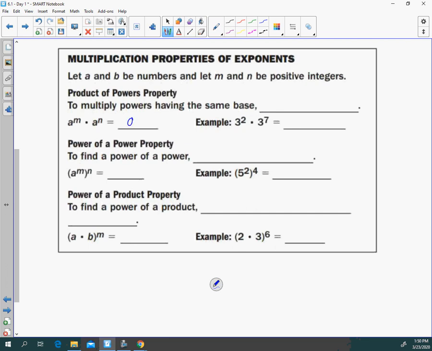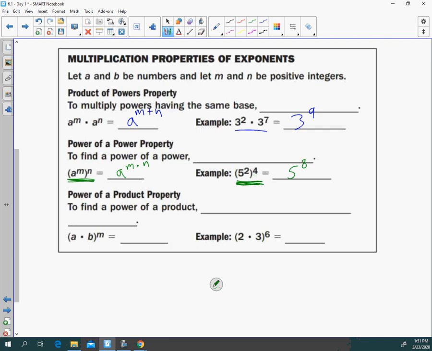But anyways, if you multiply powers, you're going to end up adding the exponents. So it's going to be m plus n. For this example, 3 squared times 3 to the 7th, it's super easy. It's 3 to the 9th. No big deal. Finding the power to the power, that's the second one right here in green. When you have a power, a to the m, raised to the power n, we're going to multiply those. So that's m times n. Example right here, 5 squared raised to the 4th is going to be 5 to the 2 times 4, which is 5 to the 8th. Not any big deal.